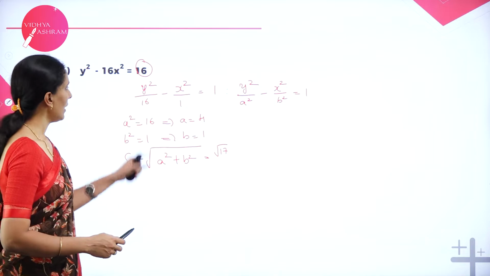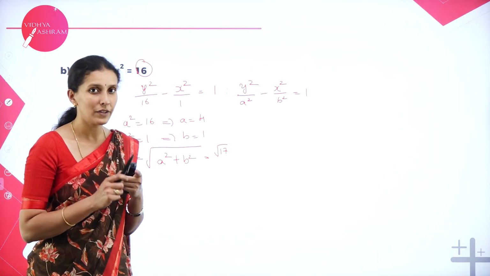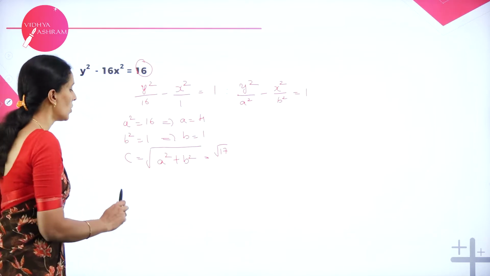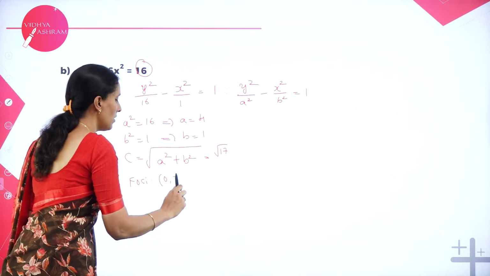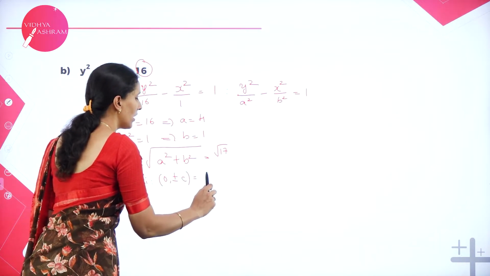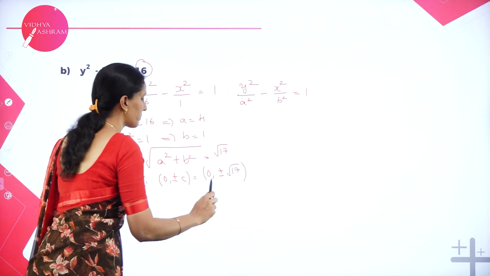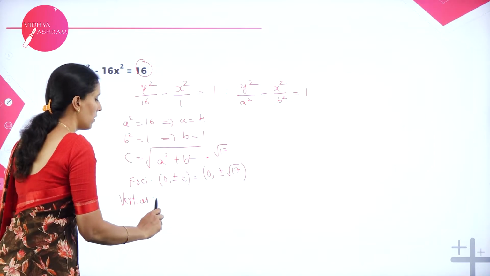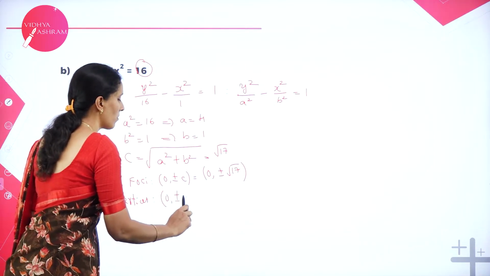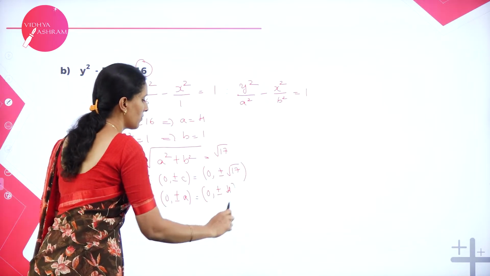Now clearly, if this is the form of a standard hyperbola, then the foci and vertices lie on the y-axis. So therefore, the foci become 0, plus or minus c. So it becomes 0, plus or minus root 17. Next, vertices. Vertices is 0, plus or minus a. So therefore, the value is 0, plus or minus 4.